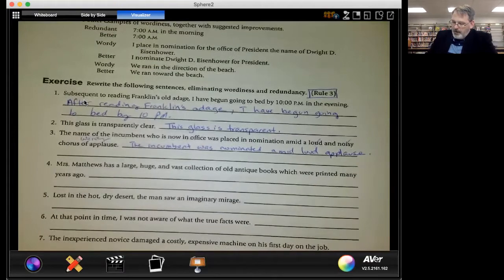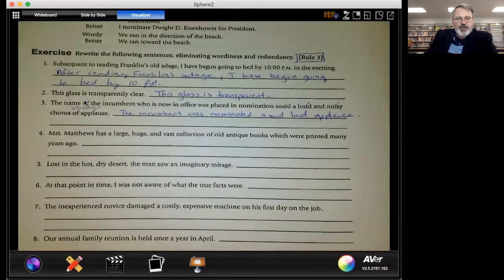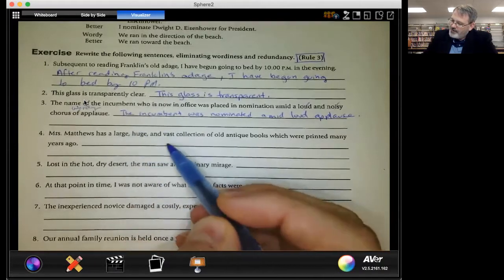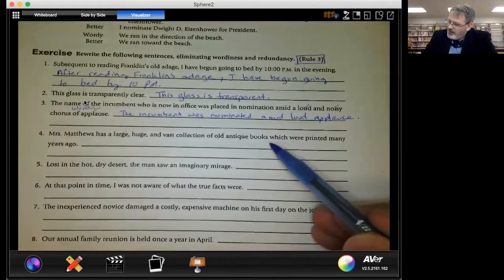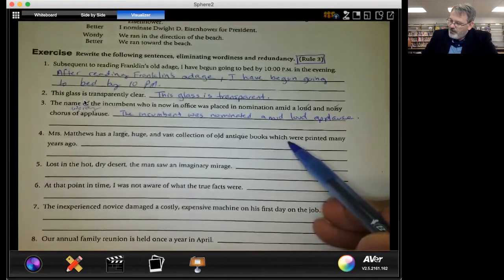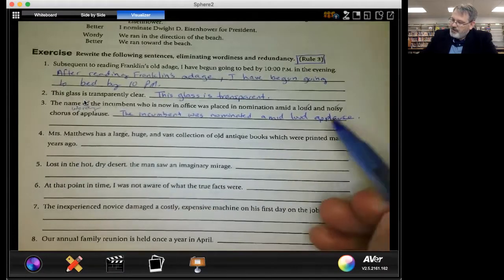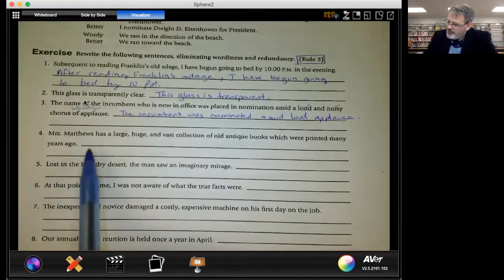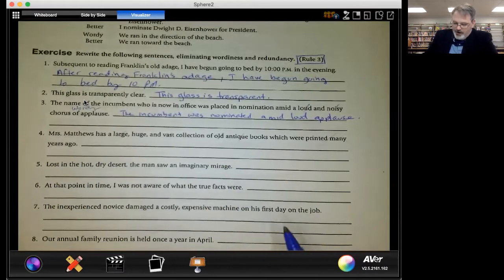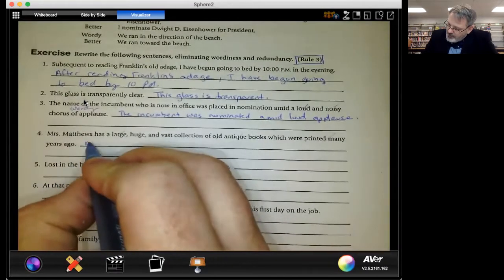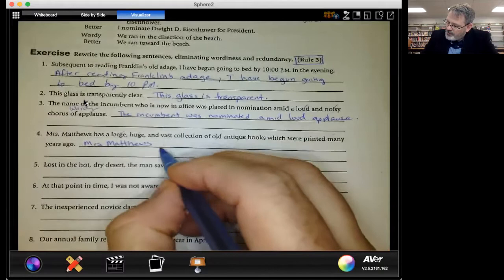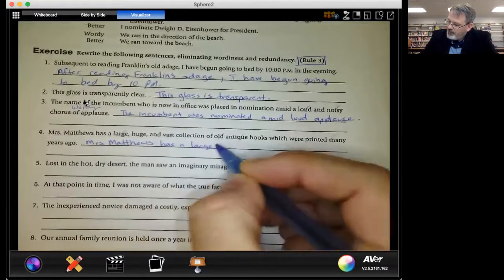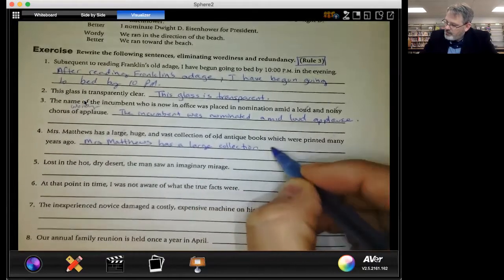Period. Okay? Miss Matthews has a large, huge, and vast collection of old antique books which were printed many years ago. So we got large, huge, vast. Those all are the same. Old antiques is repetitious because an antique is old by nature, which were printed many years ago. Old, antique, and printed many years ago are all repetitious. So really, Miss Matthews has a large collection of antique books, right? Yes, that's exactly what they have in the book here. Mrs. Matthews, I need to make sure I put my period after that abbreviation, has a large collection of antique books.